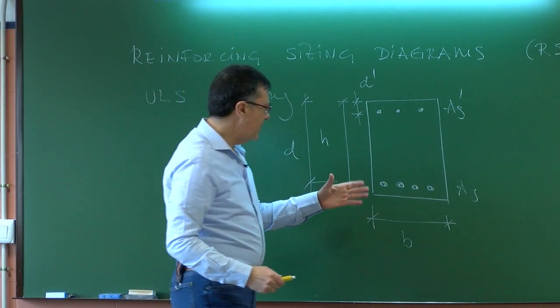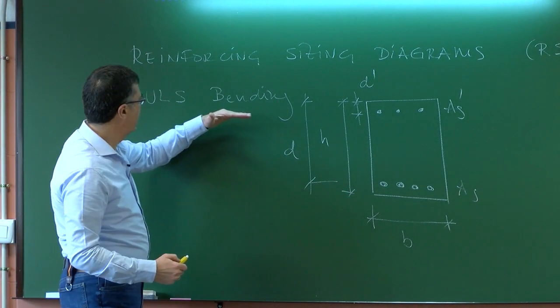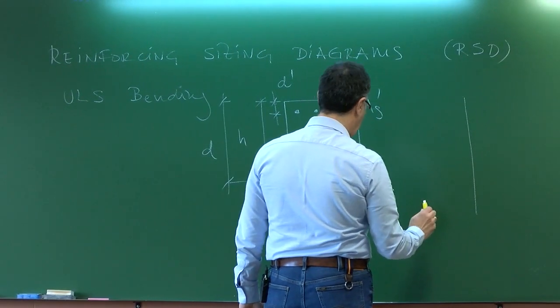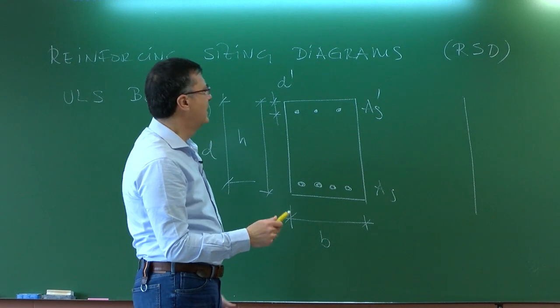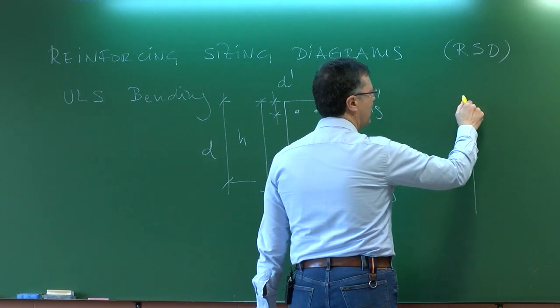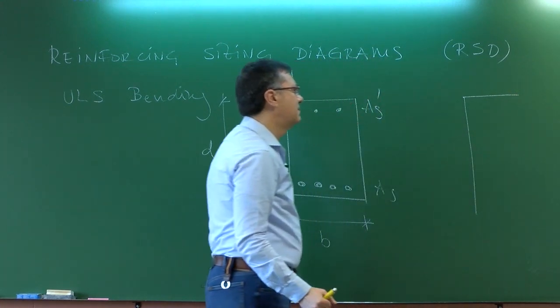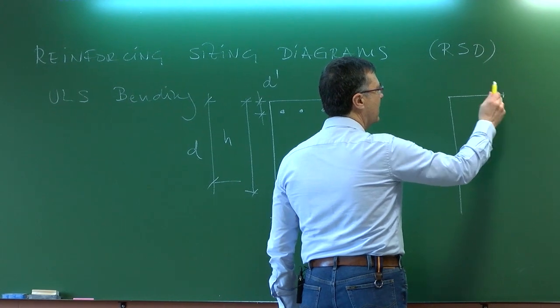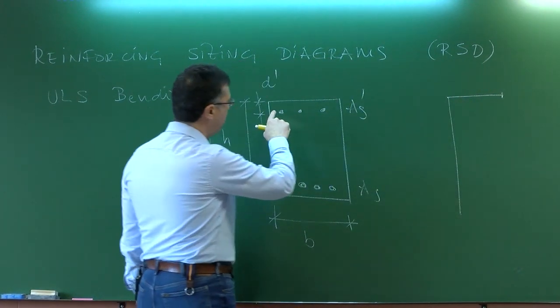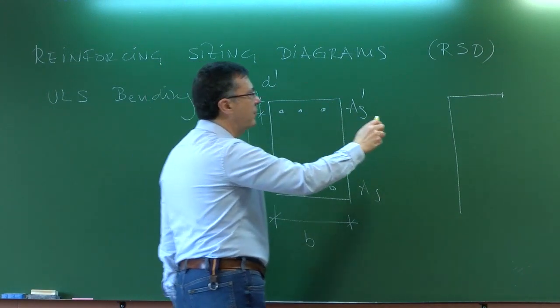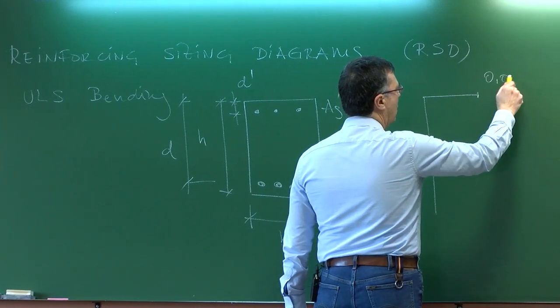So now we are in ultimate limit state of bending. So the strain distribution, and I'm going to use the American just for simplicity. The European is a little bit more complicated, nothing very difficult, but let's do the American. So the ultimate strain, because this is positive bending, in the top fiber is going to be 0.003.